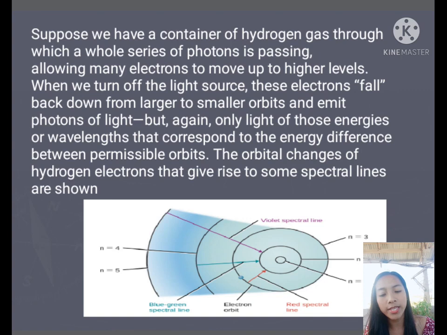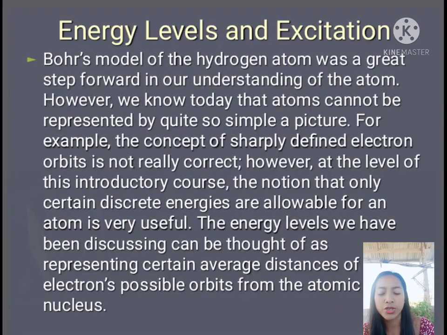Suppose we have a container of hydrogen gas through which a whole series of photons is passing, allowing many electrons to move up to higher levels. When we turn off the light source, these electrons fall back down from larger to smaller orbits and emit photons of light, but again only light of those energies or wavelengths that correspond to the energy difference between permissible orbits. The orbital changes of hydrogen electrons that give rise to some spectral lines are shown in the picture. There's a blue-green spectral line with its electron orbit, the red spectral line, and then a violet spectral line. So, the energy levels and excitation.